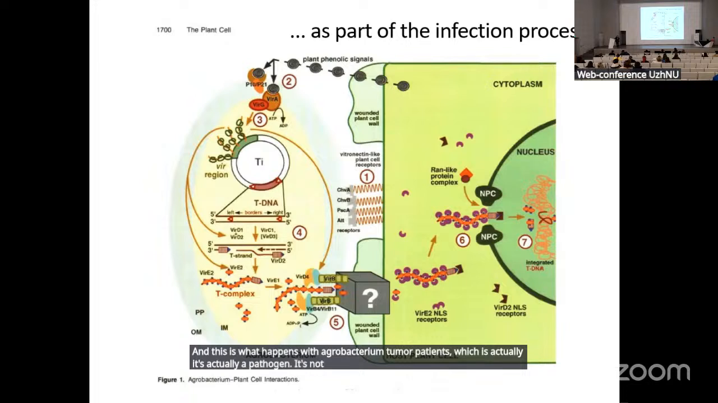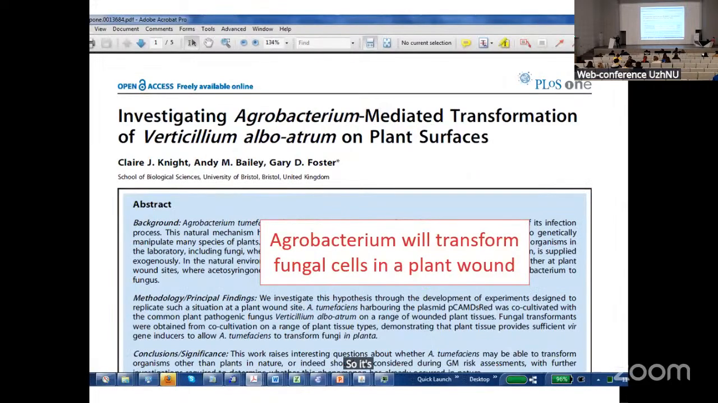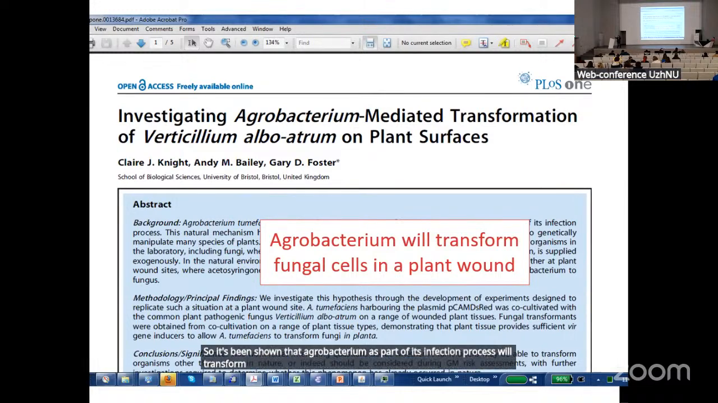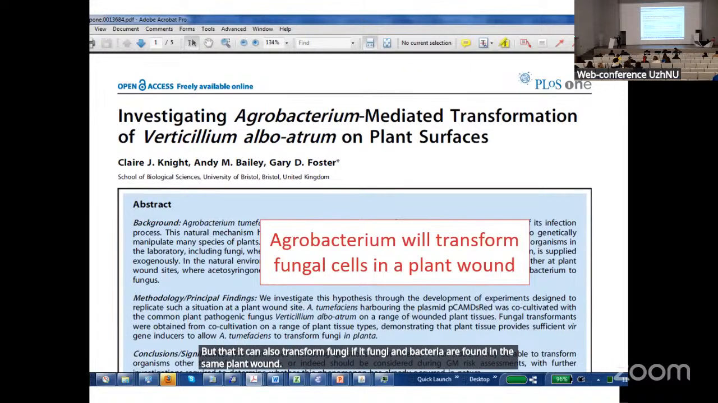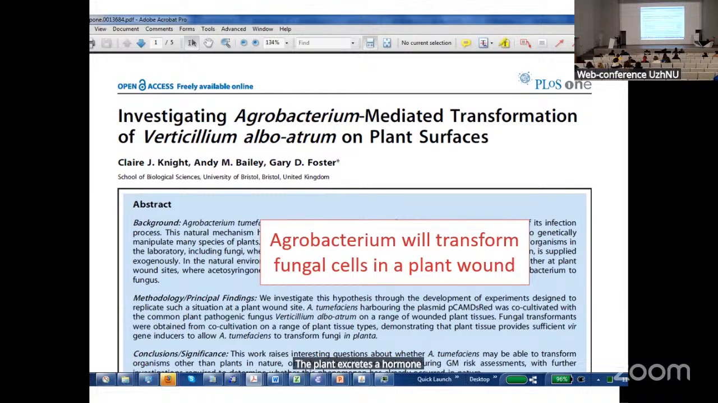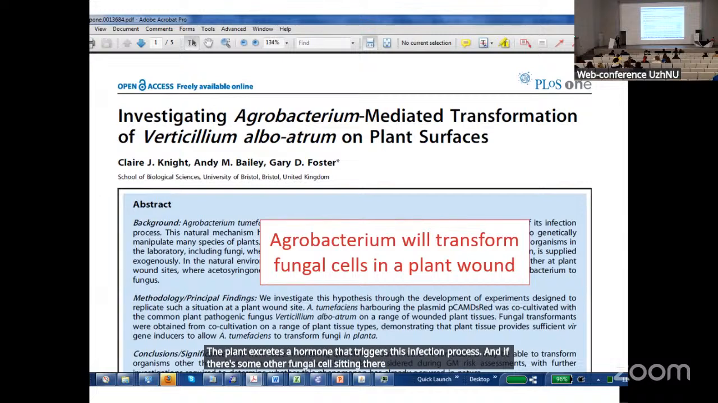It's sort of given up on its half of the deal, where it provides nitrogen in exchange for nutrients, and now it just goes in and manipulates the plant cell to its advantage. So it's been shown that Agrobacterium, as part of its infection process, will transform the nuclear DNA of the host, but that it can also transform fungi if fungi and bacteria are found in the same plant wound. The plant excretes a hormone that triggers this infection process, and if there's some other fungal cell sitting there, it can also get transformed.